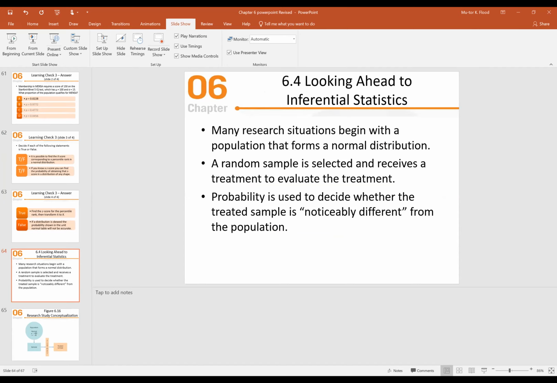So many research situations begin with a population that forms a normal distribution. And a random sample is going to be selected, and they're going to receive a treatment to evaluate the treatment itself, right? Probability is used to decide whether the treated sample, again, is noticeably different from the population.